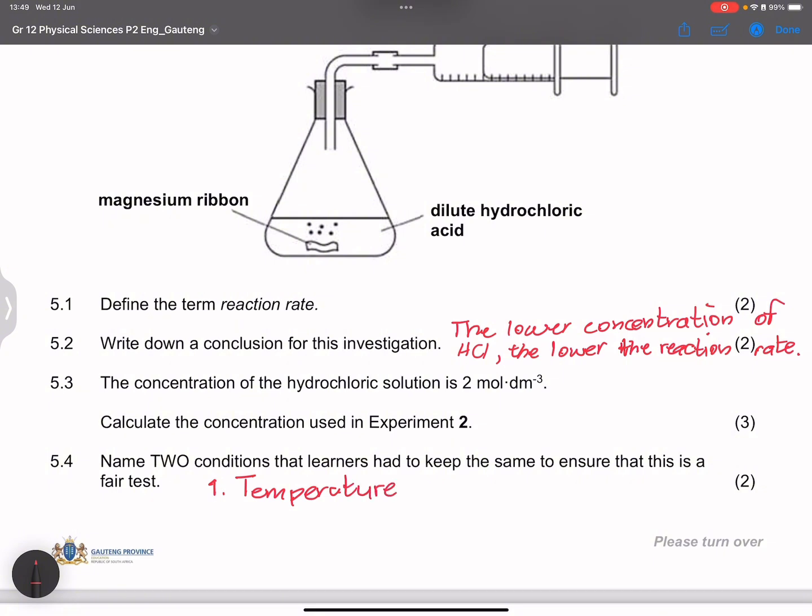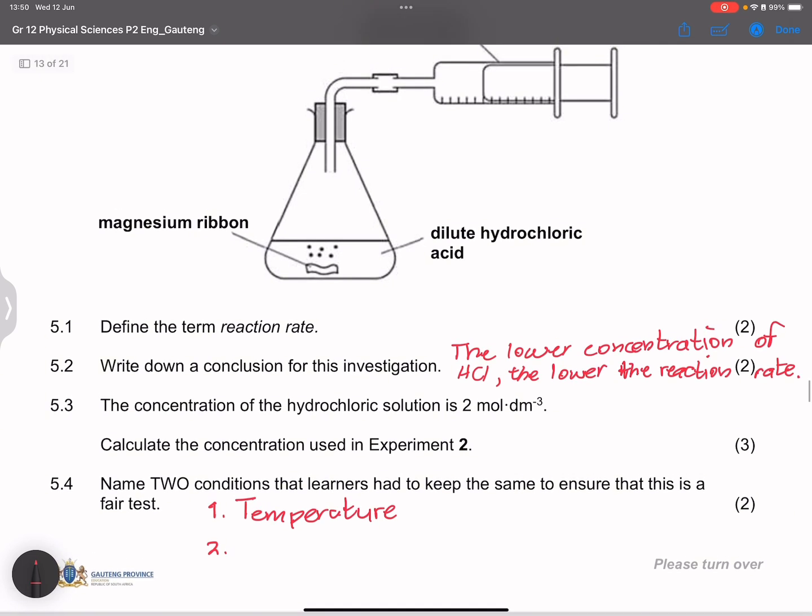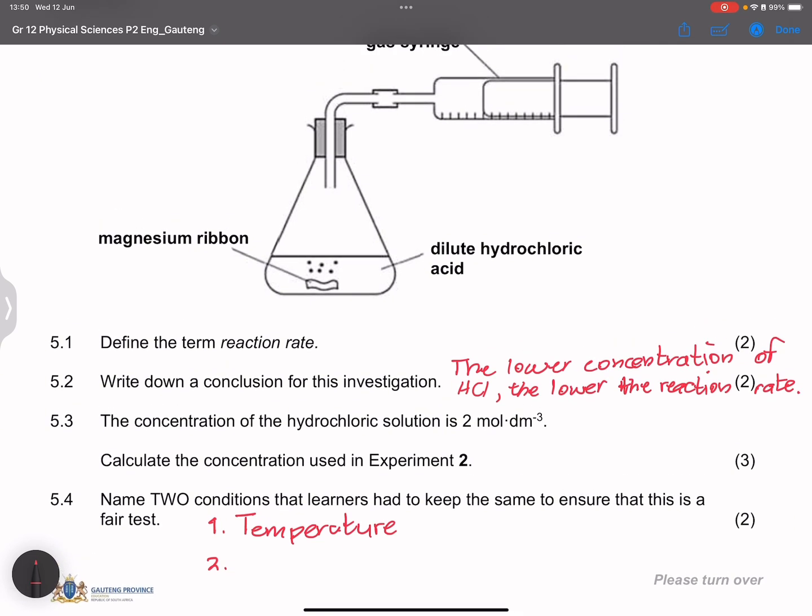Temperature of the reaction. All right, number 2, the state of magnesium ribbons, or we can say the state of division, or you can say the amount of magnesium, right? So the state of division of magnesium ribbons. You can talk about also the amount of magnesium ribbons. Okay, so those are all the variables that we would keep the same. If you can think of one, please also you can include it in the comment section.